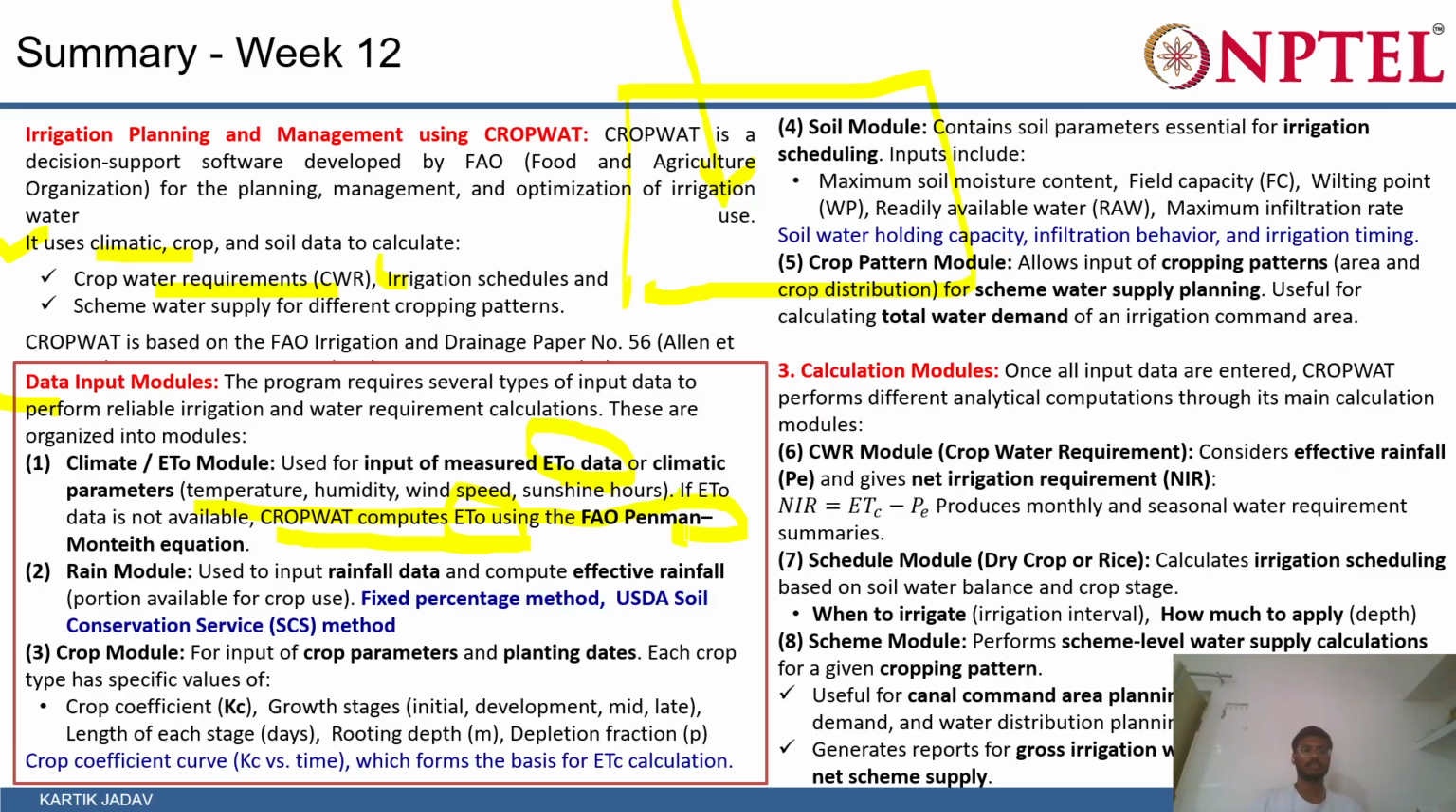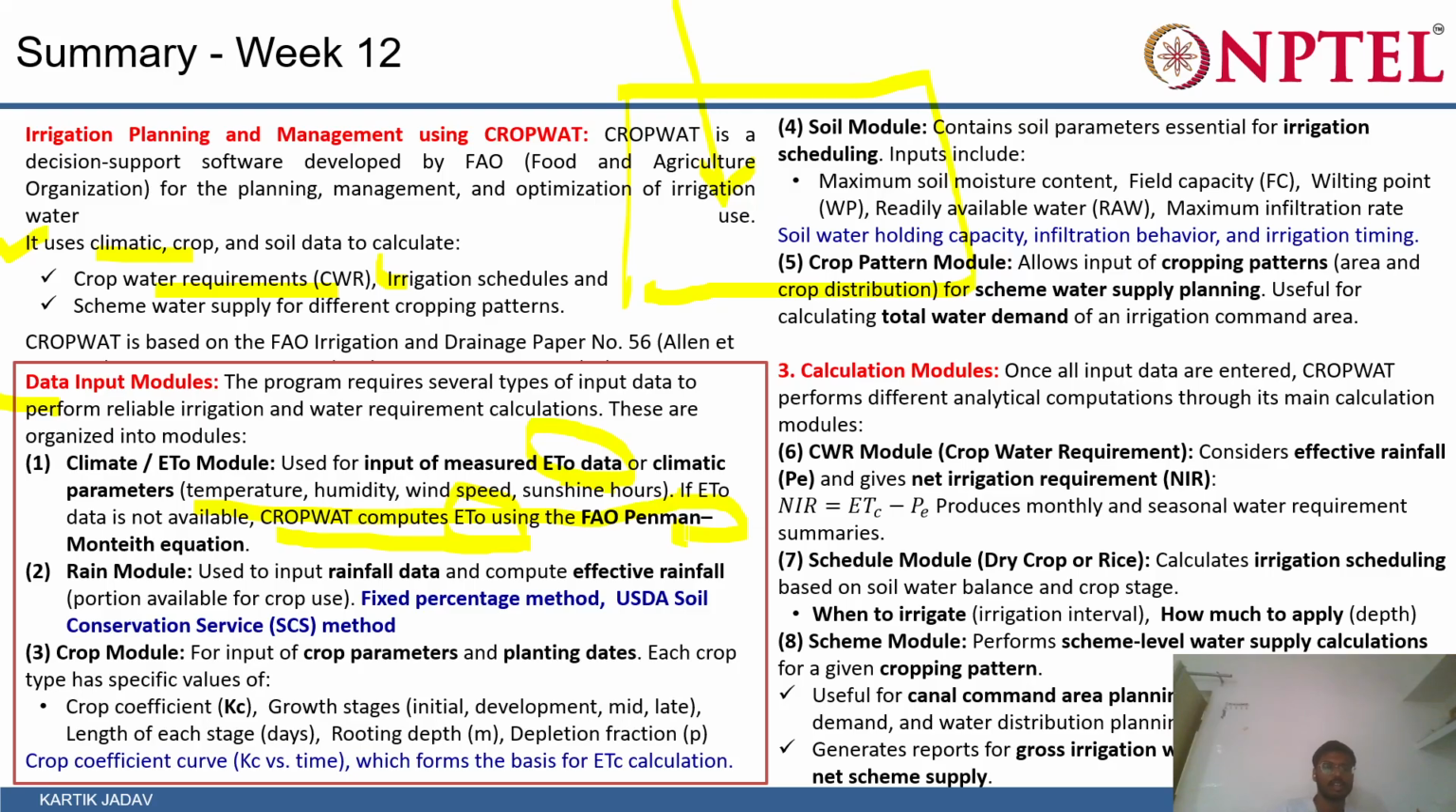Then you have a rain module. The rain module is generally used to provide the rainfall data and compute the effective rainfall. Effective rainfall is generally the portion available to the crop. In that you have different methods like the fixed percentage method, the USDA Soil Conservation Service method, and other methods.